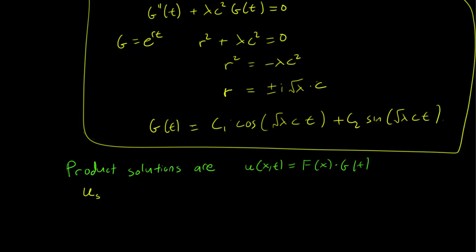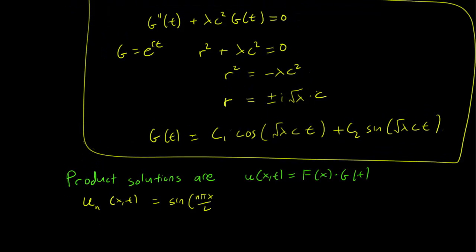So u_n(x,t) equals f(x), which is just sine of n pi x over L. But here we have the option of either including a cosine or a sine for g(t). So let's just write them down both. So u_n^c, for cosine. This can be cosine, and square root of lambda is going to be, lambda is (n pi over L) squared, so square root of lambda is just n pi over L. So you get n pi over L times c times t.